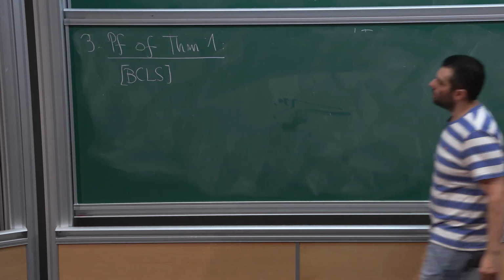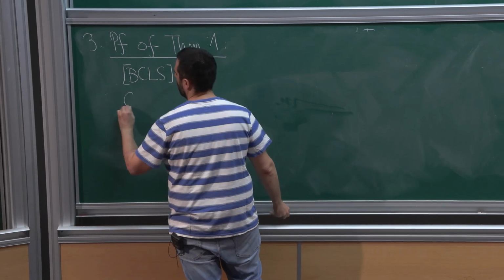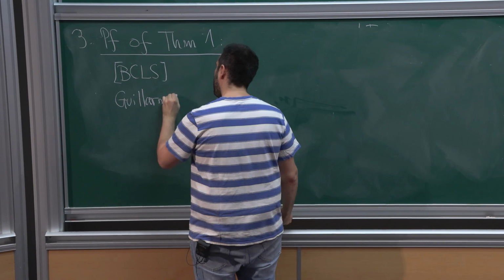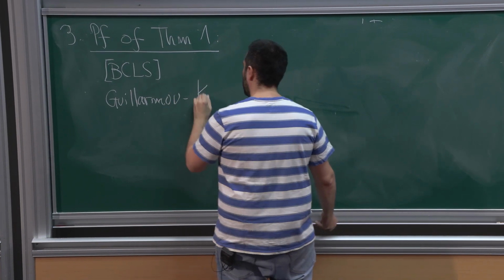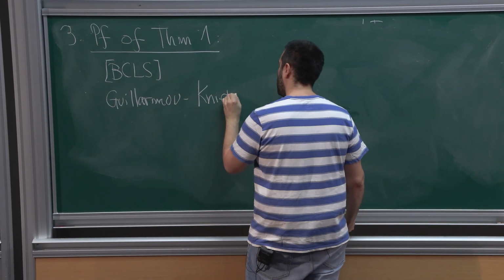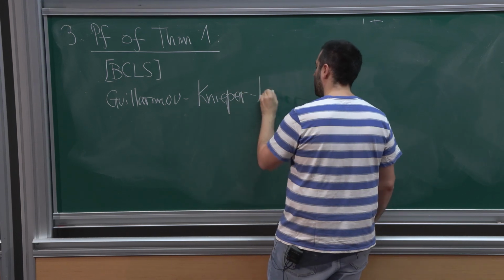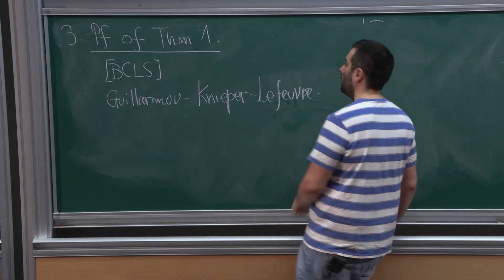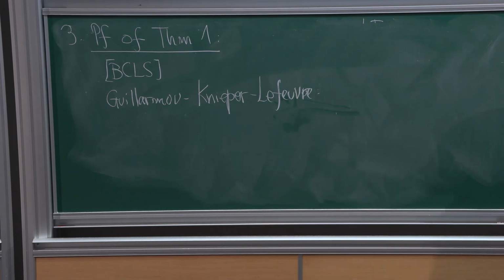Maybe I should mention here also a work of Guillermo Nipper and Lefebvre. They prove a similar thing for a space of negatively curved metrics on a given compact manifold. Okay.